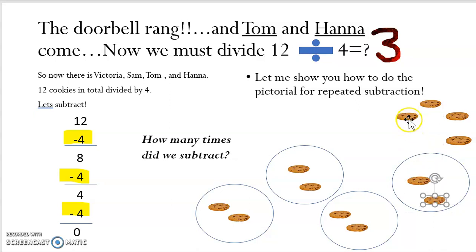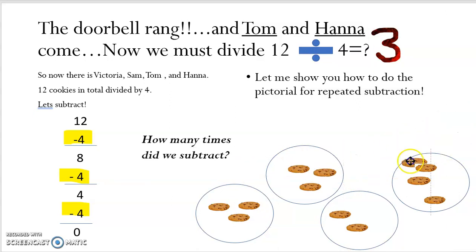Okay, and then you are going to see how many cookies each person received. Okay, so there it is. I took my 12 cookies, divided it by 4 by giving 1 to each one, and they each get 3 cookies.